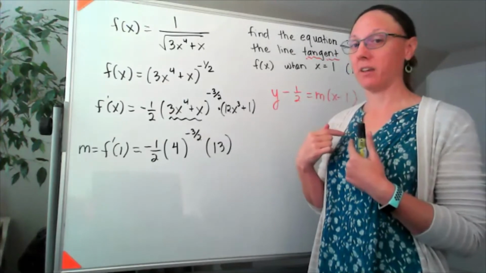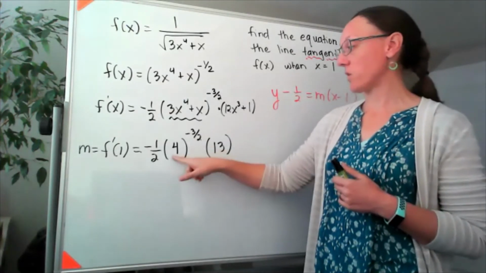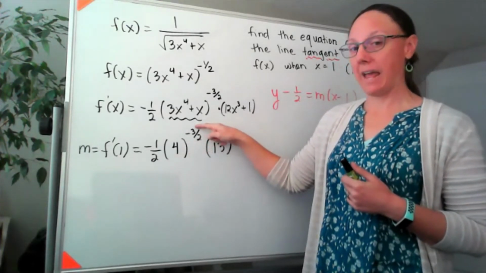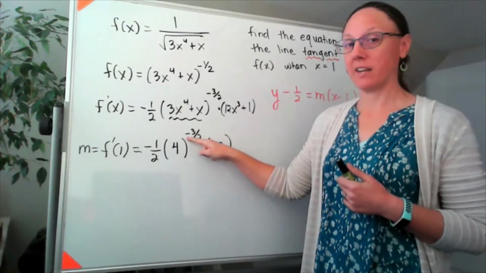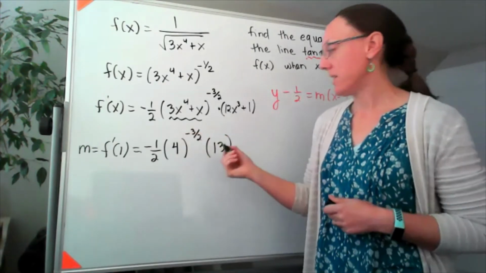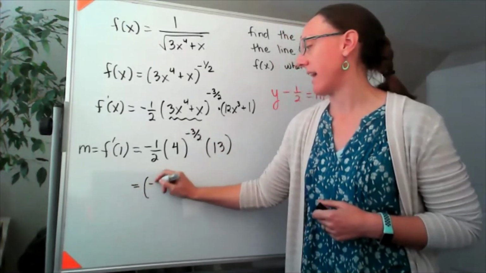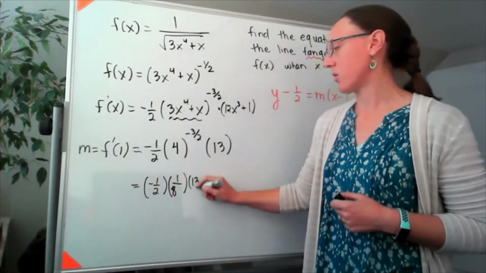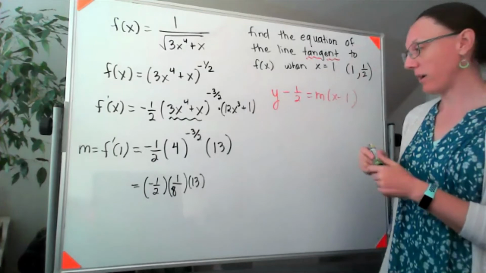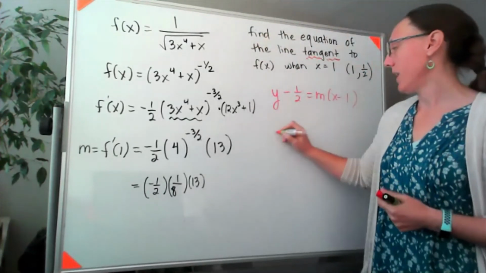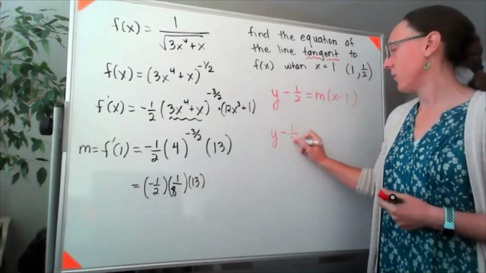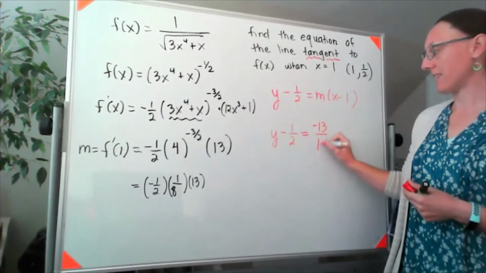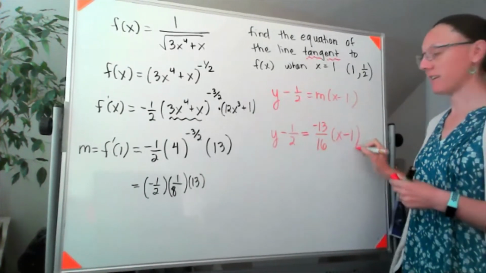I'm going to start by dealing with the square root. So the square root of 4 would be 2. If I cube that, I'll get 8. And the negative exponent turns that into a 1/8. So that's the same as negative 1/2 times 1/8 times 13. So my final answer over here with a slope, I'm going to have y minus 1/2 is equal to negative 13/16 times x minus 1.